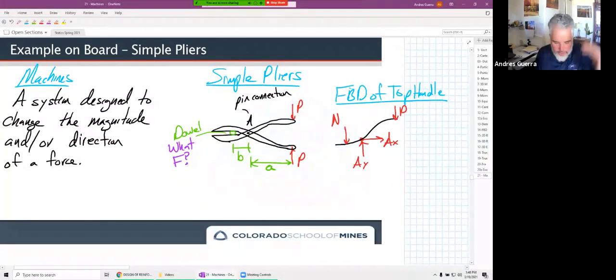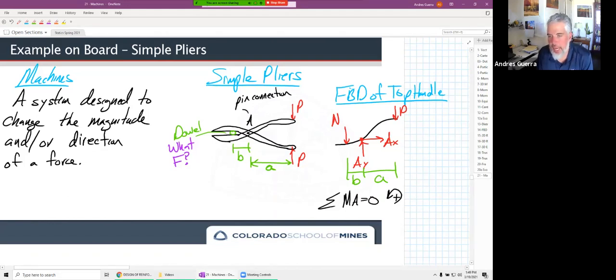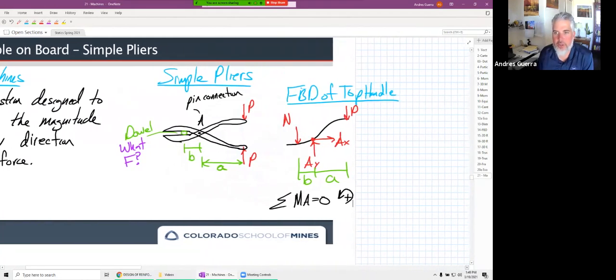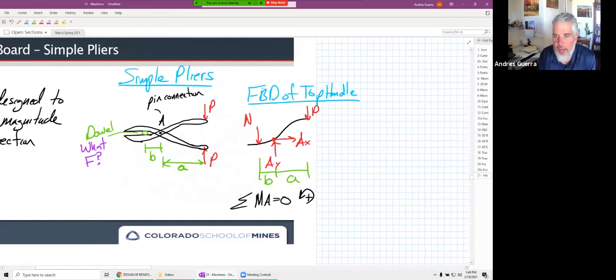I'm assuming everything is oriented vertical and horizontal for our little example here. We have some dimensions: this is B, and this is a dimension of A over there. We can come up with a relationship between the applied force P and the normal force I'm exerting on that dowel by summing moments at A. Not only is it the pivot point, which makes it a good place to sum moments, it's also the place that gets rid of the most unknowns. It gets rid of AX and AY.